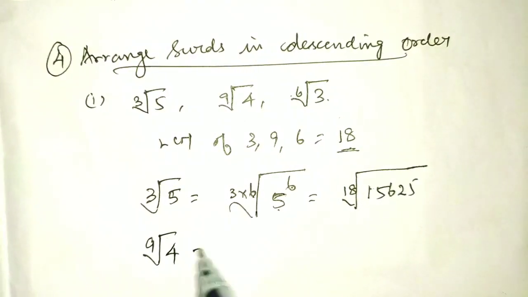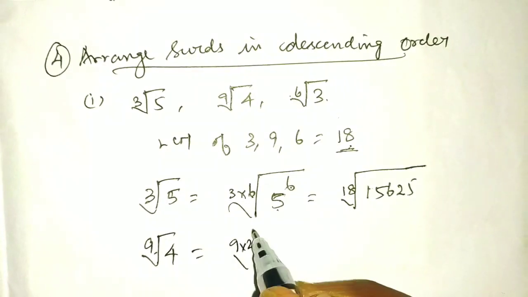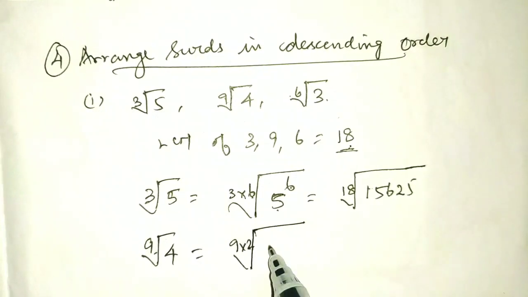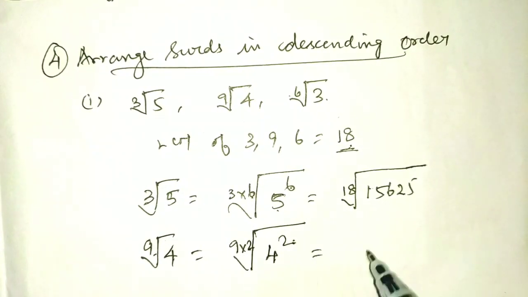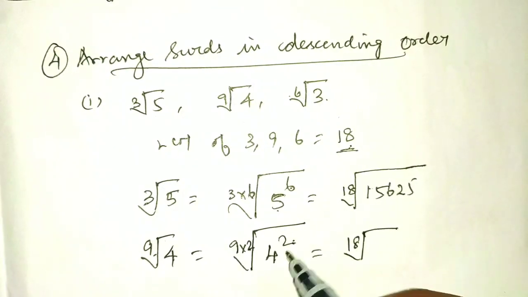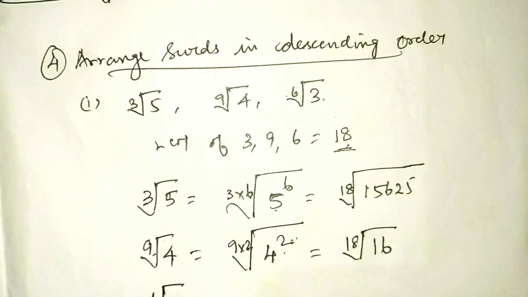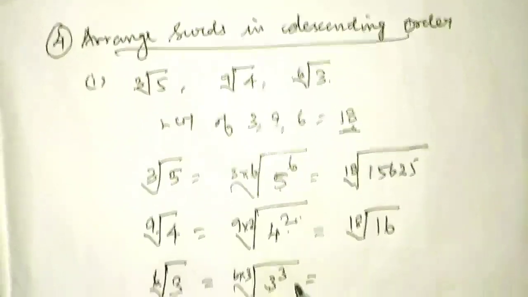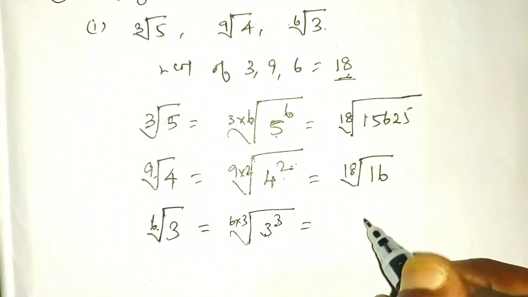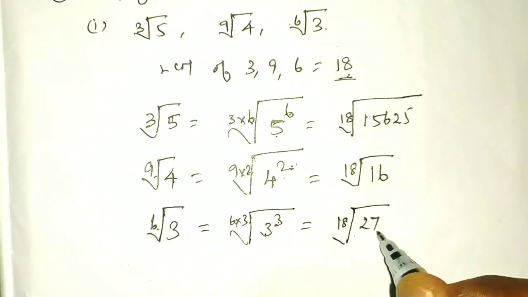Then 9th root of 4. 9 into what number gives 18? 9 into 2 gives 18. So to adjust this 2, I have to bring this inside the radicand, 4 power 2, which becomes 18th root of 4 power 2, which is 16. Next one, 6th root of 3. 6 into 3 gives 18. So to adjust this, 3 power 3. So 3 power 3 is 27. So 18th root of 27.